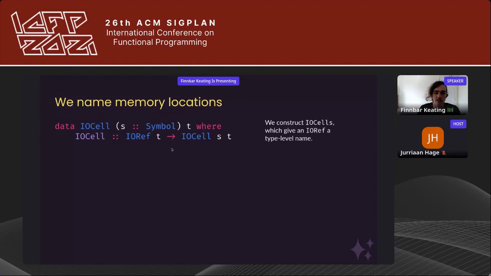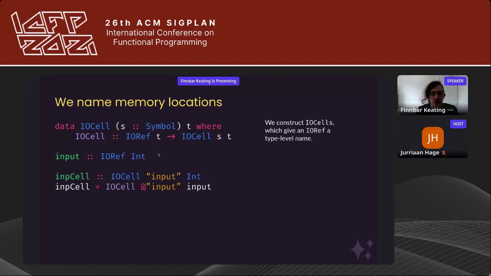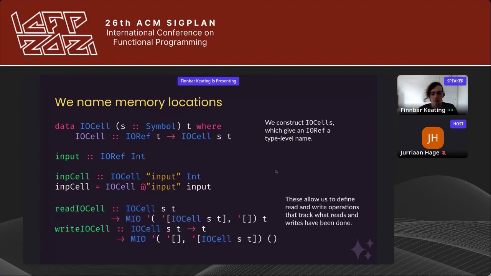that allows you to give our IORefs a name. So to give an example of that, we have input here, which is an IORef Int, and then we turn it into a cell simply by associating it with a type level string. In this case, we've gone with input because that makes sense. You can do this either with an explicit type annotation or with a type application, which is lovely. And with that, we can now define our own read and write operations that do this properly and that successfully track our reads and writes.